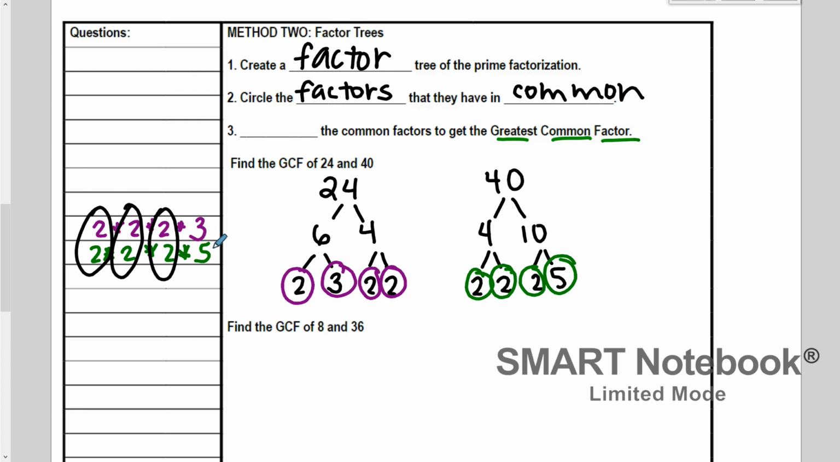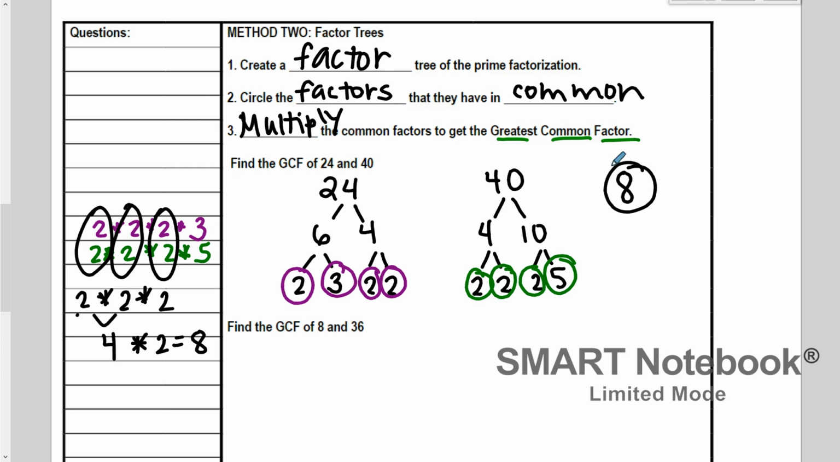Okay, and then we would multiply those common factors. So here we had in common a 2, here we had in common a 2, here we have in common a 2. So 2 times 2 is 4, times 2 is 8. So the greatest common factor of 24 and 40 is 8.